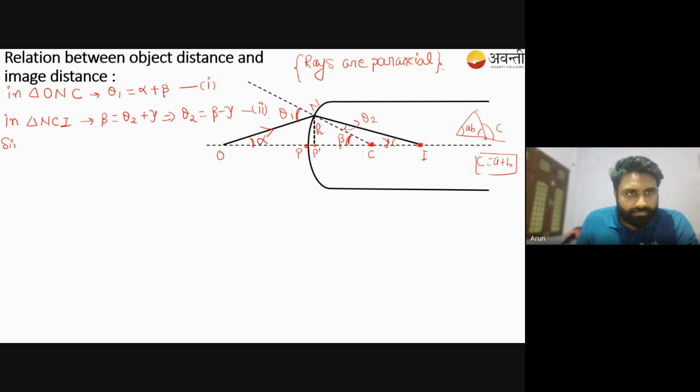Now, since rays are paraxial, the whole angles alpha, beta, theta1, theta2 and gamma are very small.